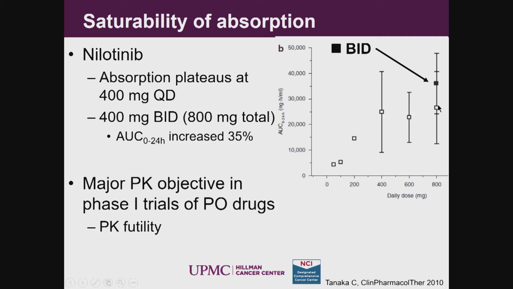However, if you split this once a day 800 milligram dose into twice a day 400 milligram, the exposure over that 24 hours will increase 35%. And so a major PK objective in phase 1 trials of oral drugs is to document the potential presence of PK futility. If you go up in dose and you don't get more absorption.